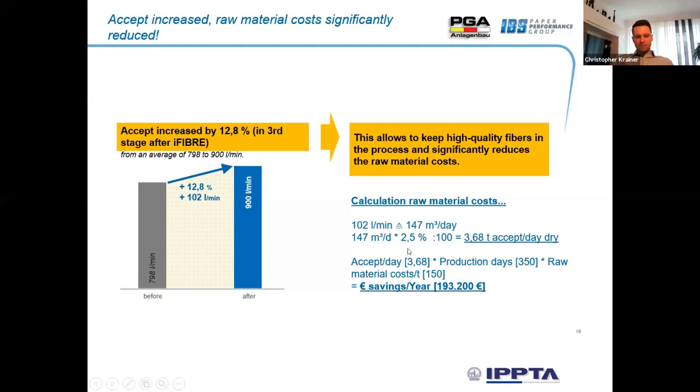In the next step, we calculated the dry quantity. With the result, we keep 3.68 tons of accept per day back in the process. These returned fibers multiplied by the production days, 350, and the material costs, in this case during this time, 150 euro per ton, results in a saving of 193,200 euro.